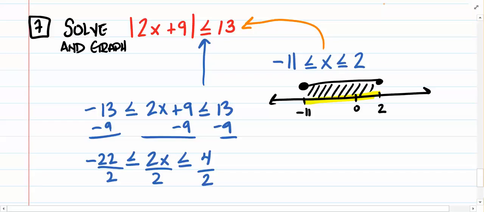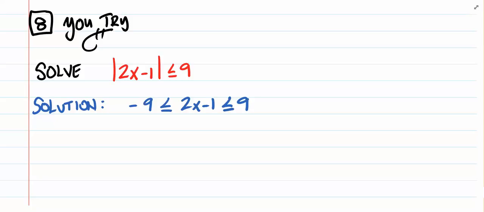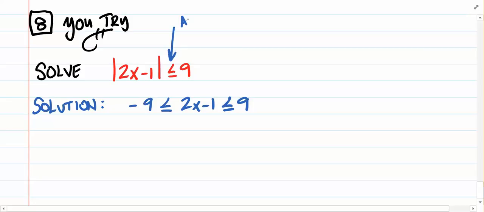Box number 8 is a U-try. Go ahead and solve the absolute value inequality: the absolute value of 2x minus 1 is less than or equal to 9. Hopefully you got the right answer. If not, here's how you do it. Because we're dealing with a less than or equal to sign, I know I'm going to have an AND statement. The correct way to set up an AND statement is as follows. Negative 9 is less than or equal to 2x minus 1, less than or equal to 9. And then we just solve and isolate for x.